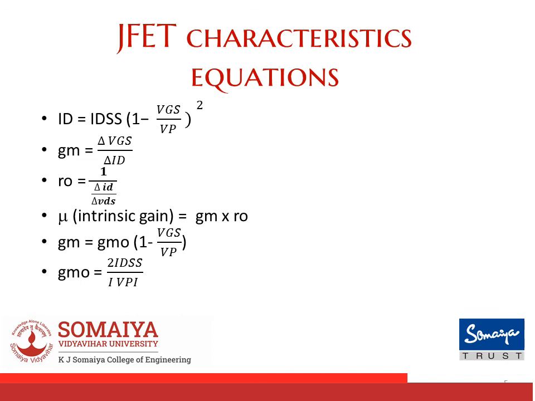Then I have intrinsic gain mu, which is nothing but the multiplication of GM, which is my transconductance, into my output resistance RO. GM can also be found to be equal to GMO into the bracket 1 minus VGS by VP. I can find GMO to be equal to twice IDSS upon mod of VP.